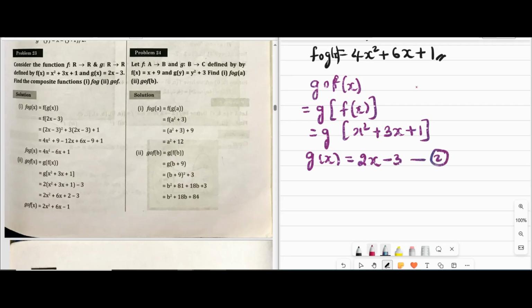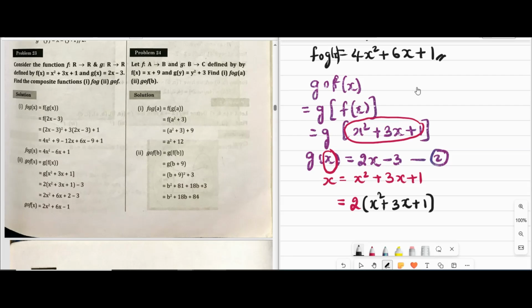Now compare x value with this g of x. So now your x value will change to x square plus 3x plus 1. Substitute x value in equation 2. So that will become 2 as it is, and in place of x we'll write the answer we got, x square plus 3x plus 1, then minus 3 as it is.